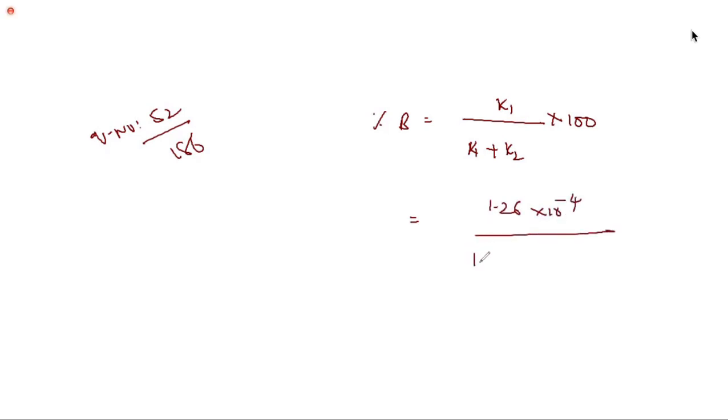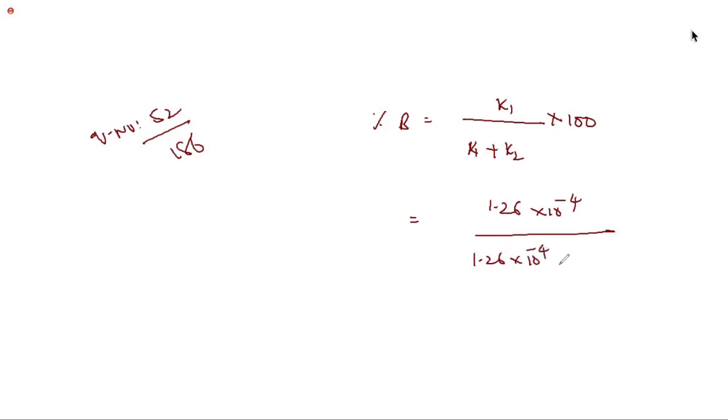He is asking percentage of B, right? Sir, B and C both. Yeah. Then percentage of B is equal to what? K1 by K1 plus K2 into 100. K1 is 1.26 into 10 power minus 4, divided by 1.64 into 10 power minus 4, sir.